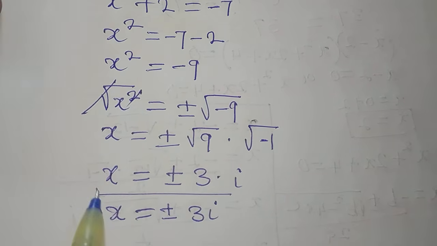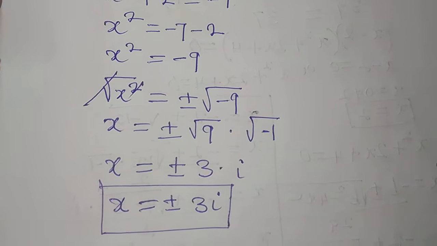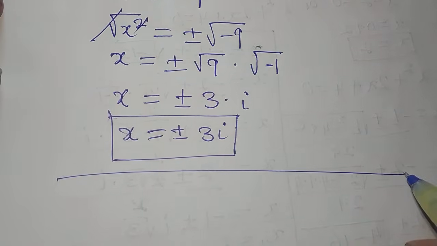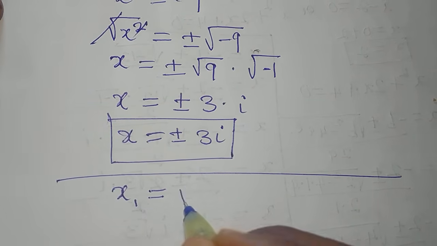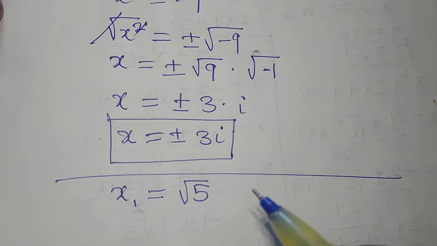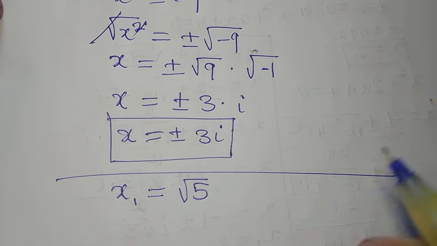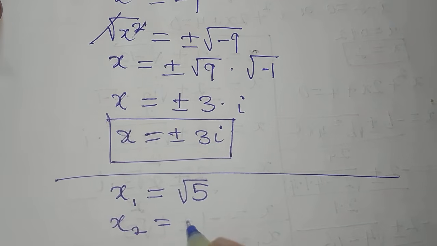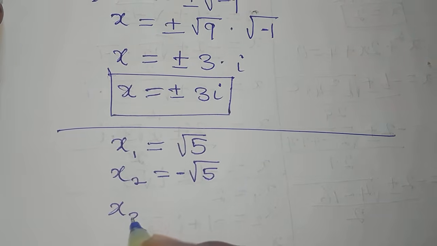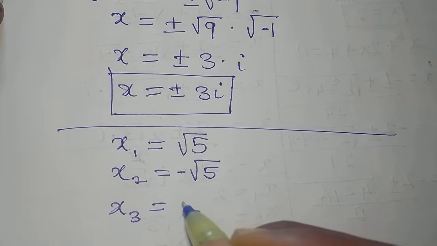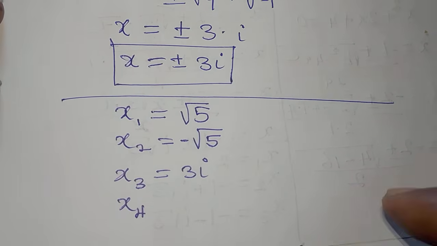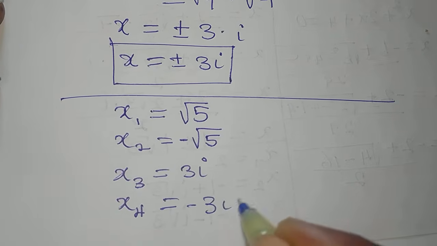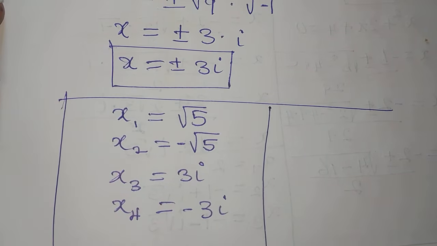Remember, this is also a 2-in-1 solution. Now let's bring the four solutions together. We got x1 to be equal to the square root of 5. Okay, if you want to have it in decimal, you can. Then our x2 is equal to minus the square root of 5. And then our x3 is from here, which is 3i. Then our x4 is equal to minus 3i. So these are the four solutions.